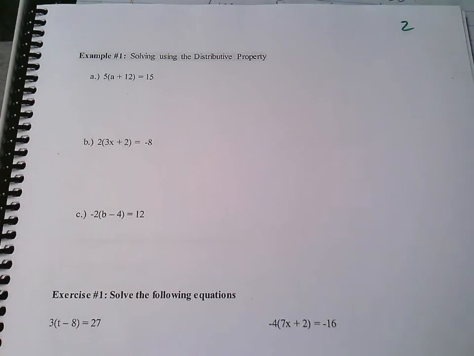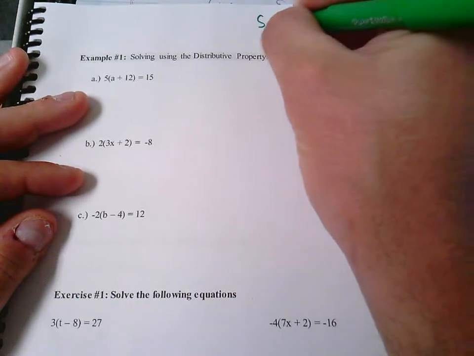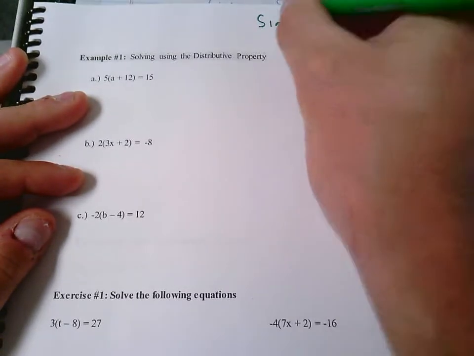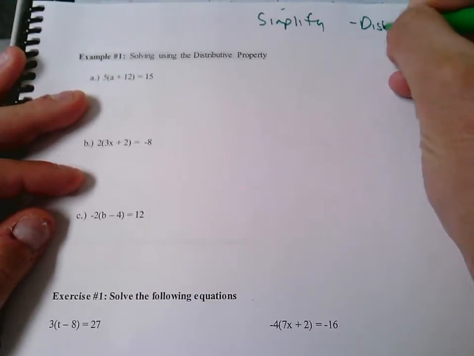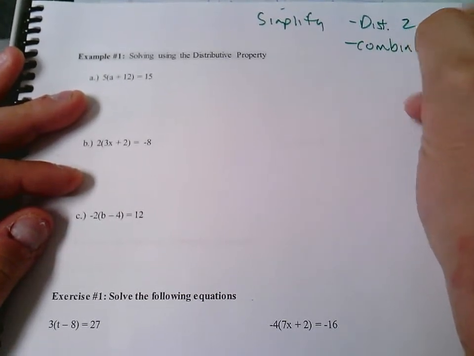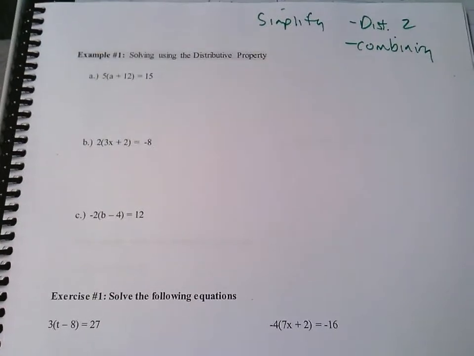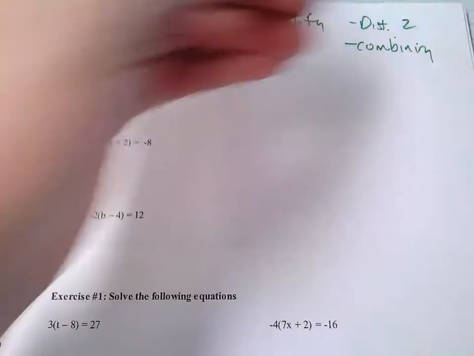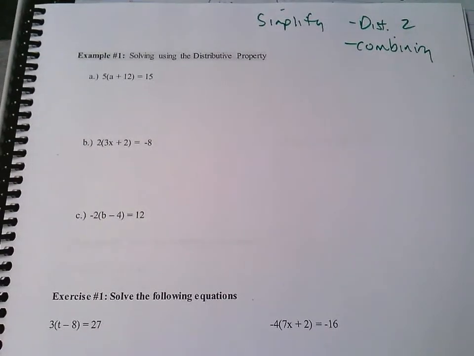So in example number 1, there's basically two things. When we're simplifying an equation, we talk about distributing and combining. So we have to do them in a specific order. You have to distribute before you combine if they happen to both show up in here.